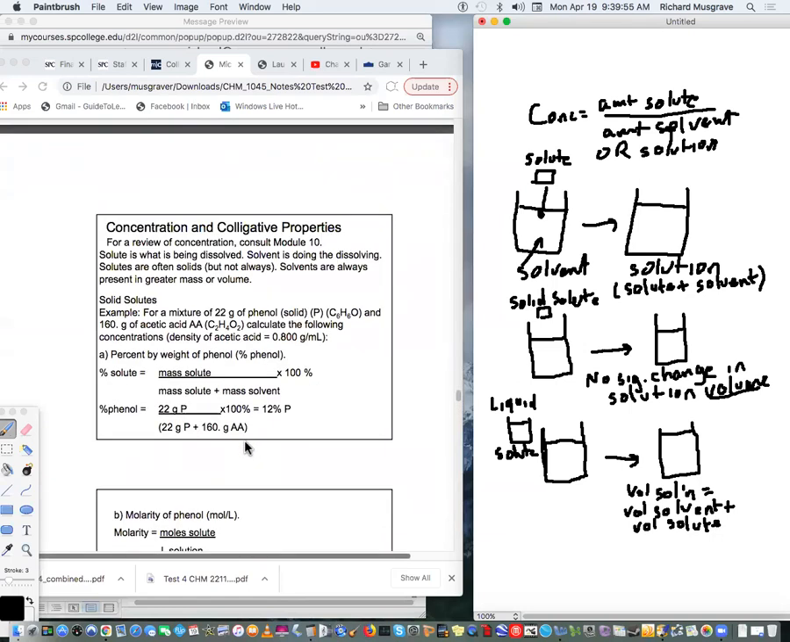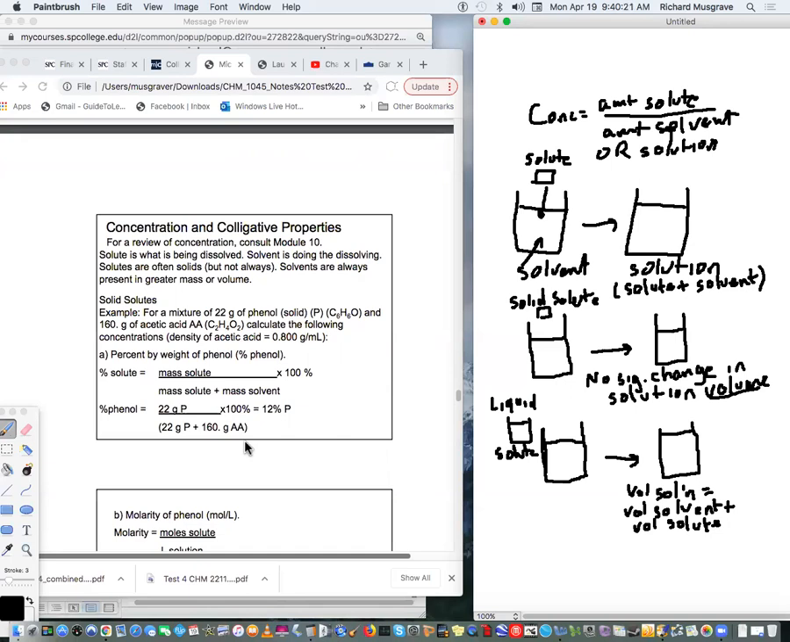Okay, so we're going to start. Here's the example for a mixture of 22 grams of phenol, and here I even tell you it's a solid, so we are dealing with a solid solute here. I give you the molecular formula, which allows you to get the molecular weight, and I also say what it's dissolved in. Now, I think it's really useful to be able to determine what the solute and the solvent is just by looking at the question.